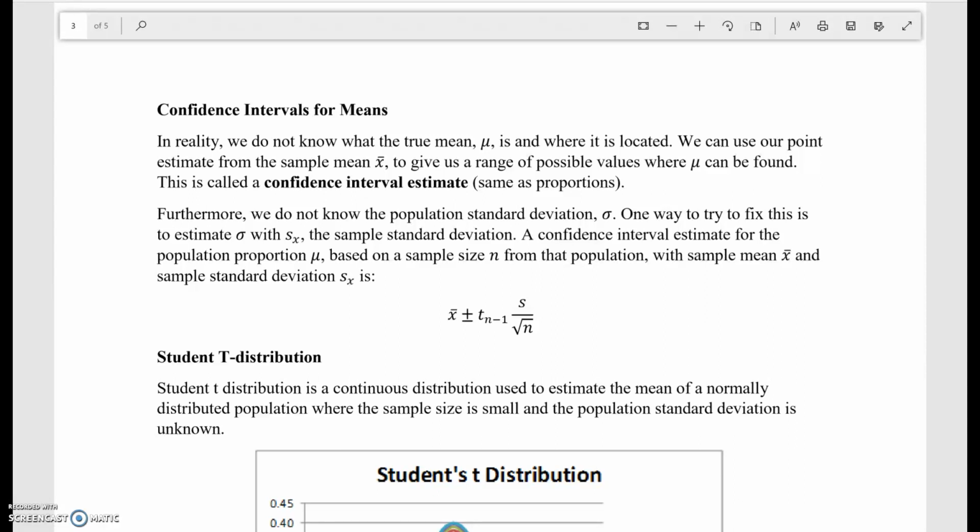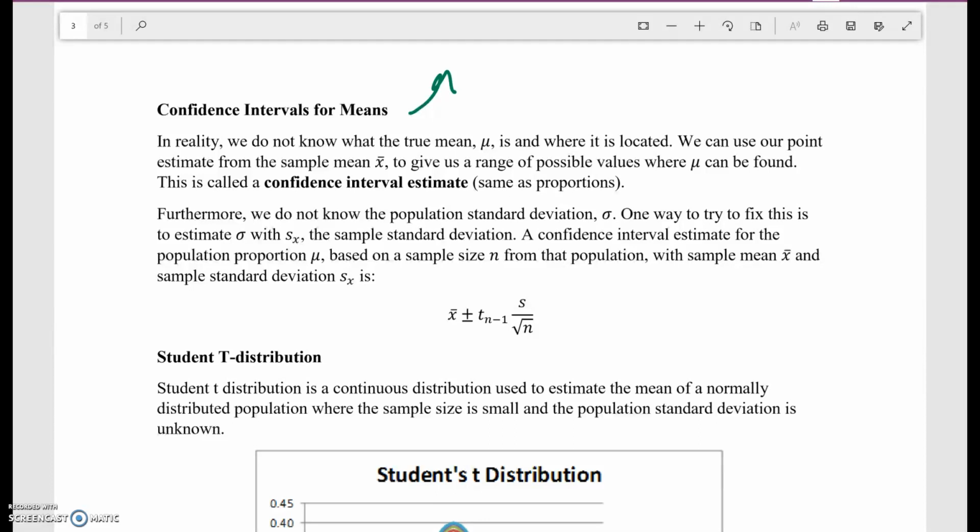So we've done central limit theorem for means. Now let's do confidence interval for means. So just like we did with proportions, in reality, we actually do not know what the true mean is. So we try to estimate it using x bar. So I don't know what mu is.